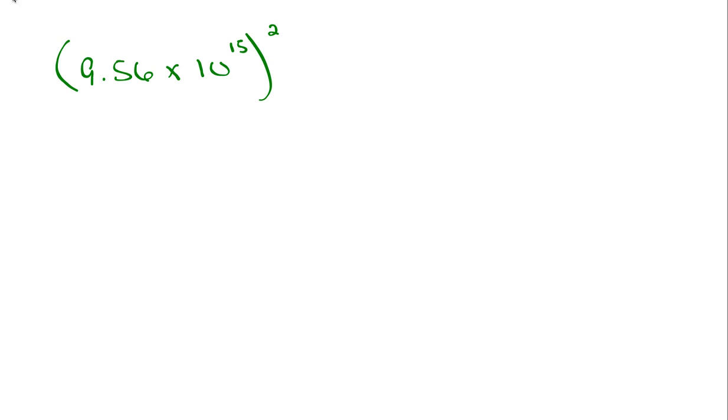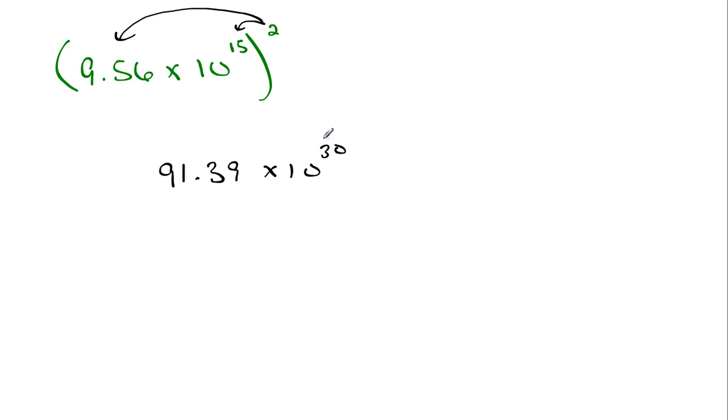Is 9.56 times 10 to the 15th, all squared. All right, so same concept with the exponents that we've been working on. So I'm going to square the first term, so 9.56 squared, I should get 91.39 roughly, and then times 10 to the, and I'm going to square this one, so 10 to the 15th squared is going to be 10 to the 30th.